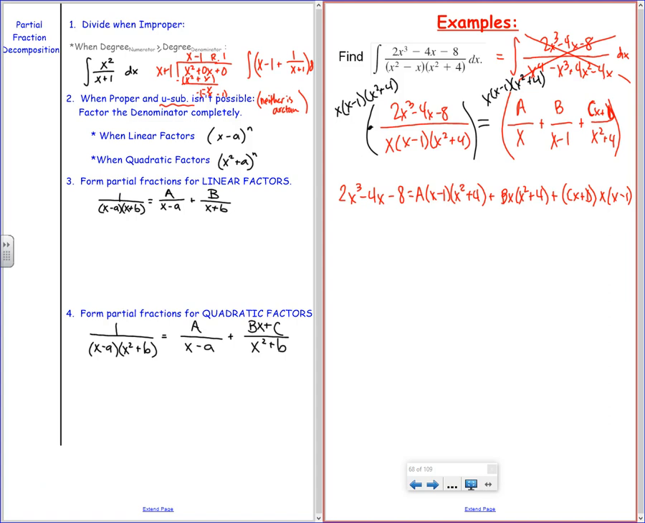But did you guys see how many equations we would have? 4. How many unknowns? 4. Let's get out matrices, right? Anyway, no. I like matrices. Me too. But there is another way.